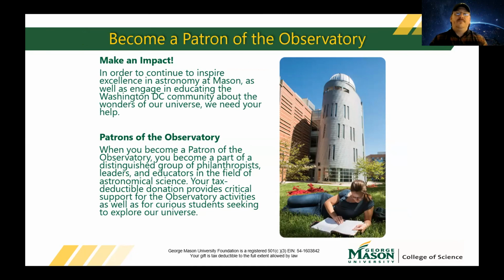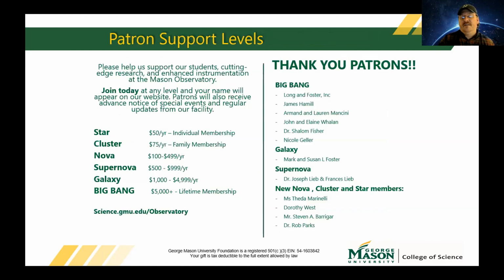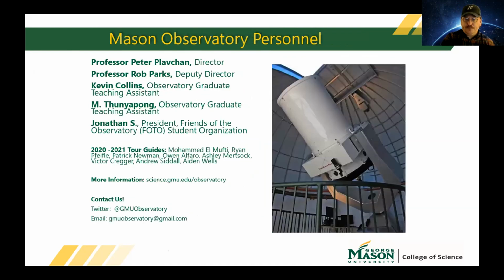We are attempting to greatly expand not only our research arm, but also our public outreach arm. In doing so, we need some assistance from the public, because these projects take people hours, they take resources. Any help that we can get in order to bring astronomy, not just at George Mason, but around the area itself, would be greatly appreciated. And you can support us at various different levels, from Star all the way down to Big Bang. And here's a list of a few of our donors.